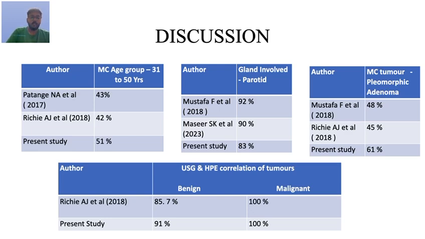Discussion. Our study correlates with many other studies which show that the most common age group is between 31 to 50 years. The most commonly involved gland in most of the studies came out to be parotid gland, which is again seen in our study, and the most common tumor was pleomorphic adenoma in most of the cases. In our study we found 61% cases. Ultrasound and histopathological correlation of tumor, benign and malignant: in our case we got 91% and 100%, and it is broadly correlating with rest of the research available on this topic.